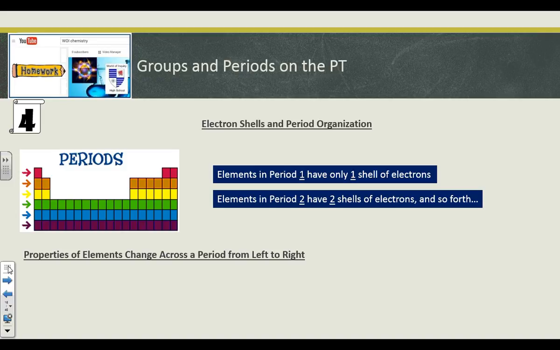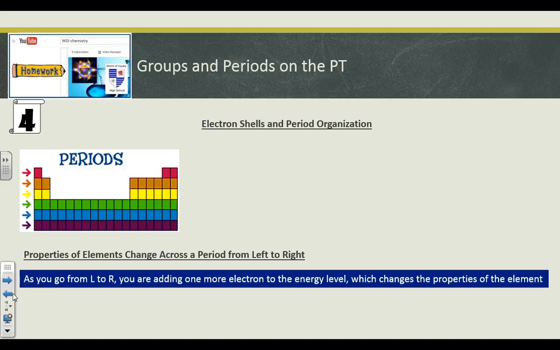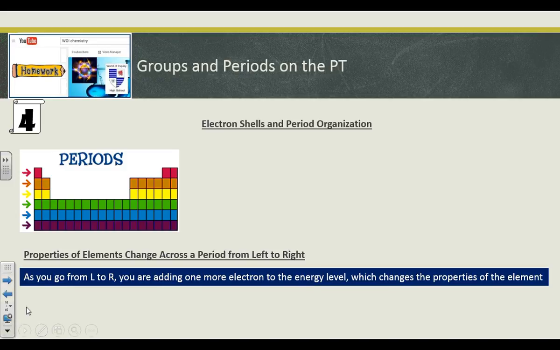Okay? The properties of the elements. As I go from left to right, you are adding one more electron to the energy level, which changes the properties of the element. But notice I don't change the number of energy levels. That electron I'm adding goes into the outermost energy level that I have.